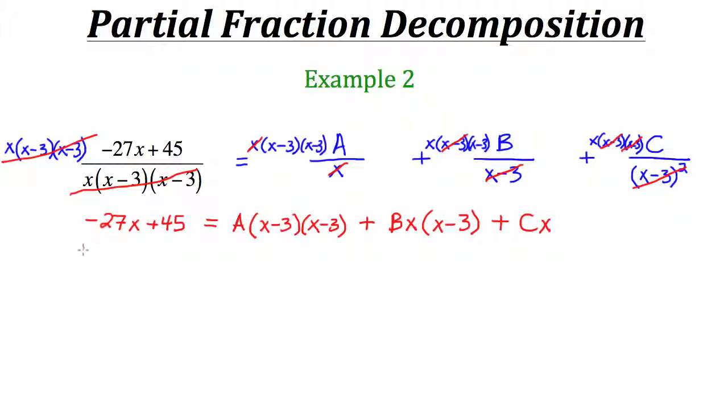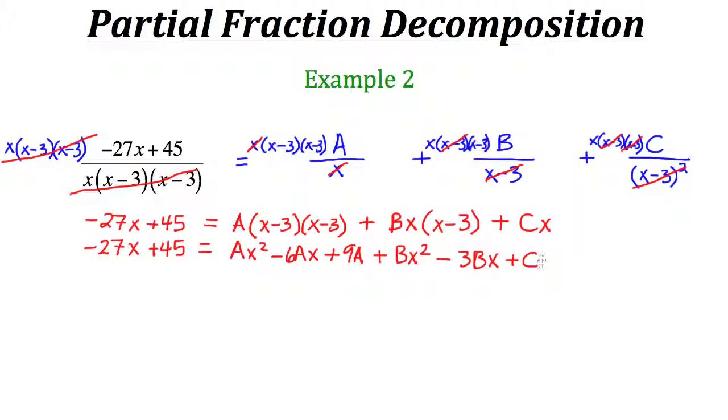Now we want to simplify the expressions. So on the left side, we'll keep it how it is. And then on the right side, when we FOIL out the x minus 3 times x minus 3, and then distribute the a, we'll get ax squared minus 6ax plus 9a. Now when we distribute the bx to the x minus 3, we'll get bx squared minus 3bx. And then we're just left with a positive cx.